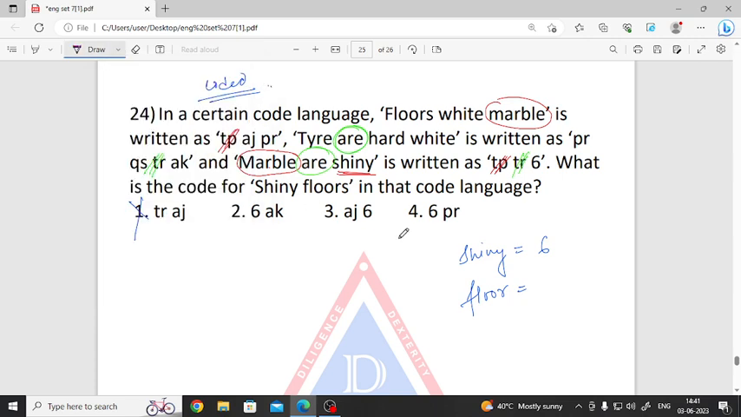Okay. Next, we require floor. Where is floor? Floor is only over here. We cannot see floor anywhere else. That means white should also be eliminated. We can see white is here, that means TP is already eliminated. So AJ PR, we can see PR over here, PR over here. So white floor, floor is written as AJ. Okay, so the answer is 6AJ. Where is 6AJ? Option number 3.